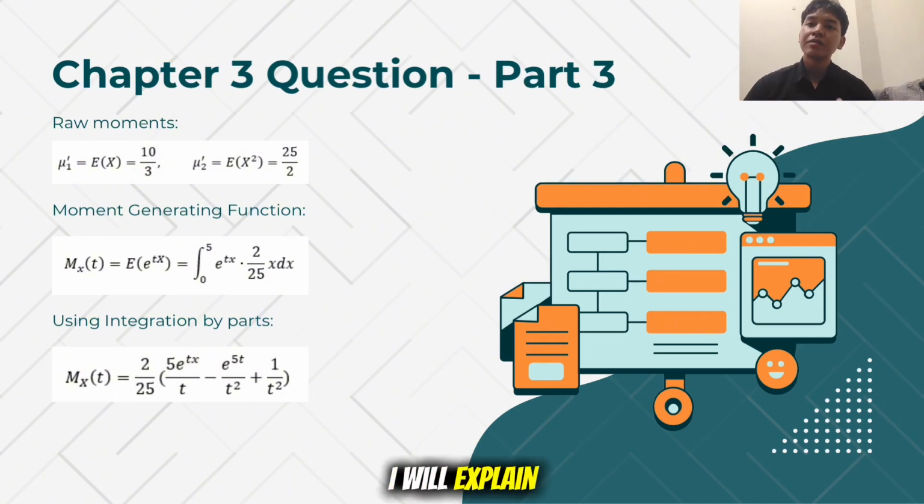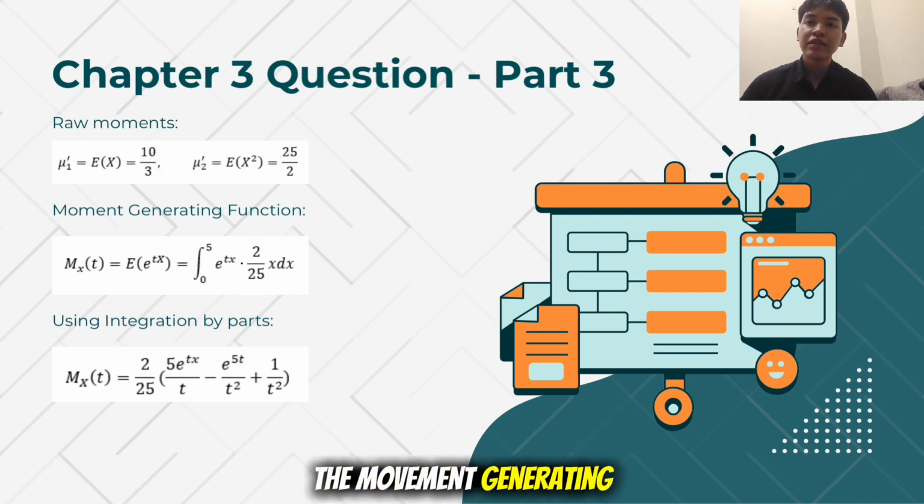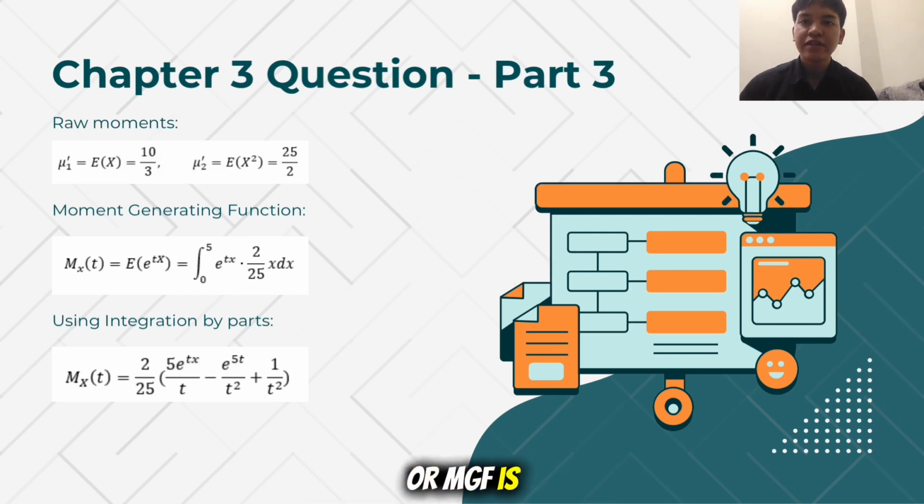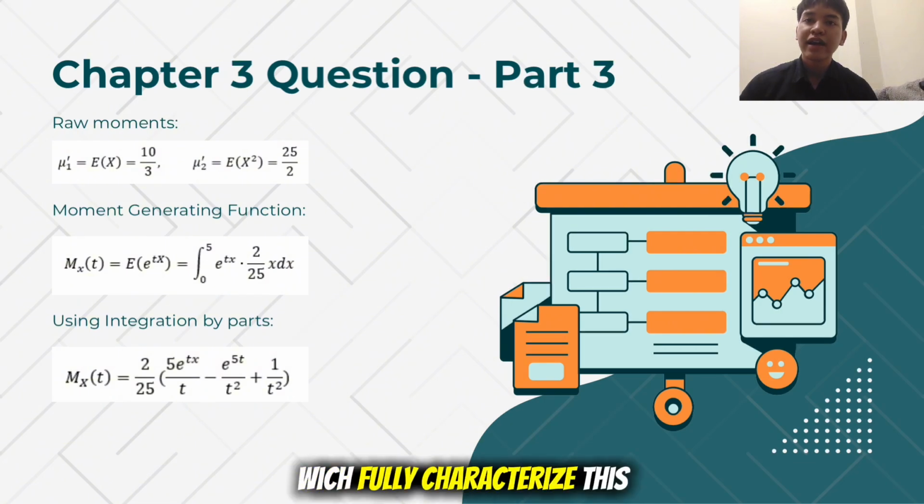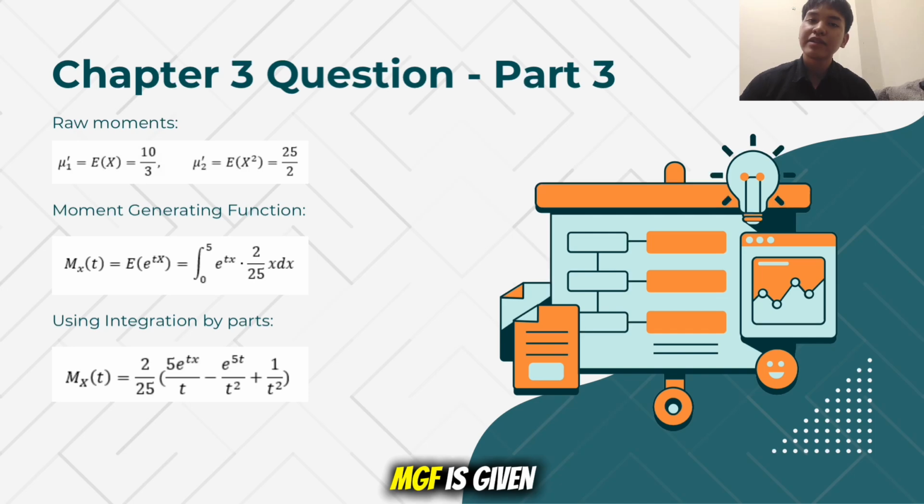So, I will explain about the moment generating function. We also derive the moment generating function, or MGF, which fully characterizes this probability distribution. The MGF is given by using integration by parts. We arrive at the final expression. The MGF is useful because it can be used to derive all moments of the distribution, such as the mean and the variance.